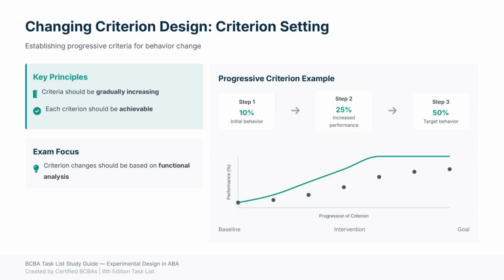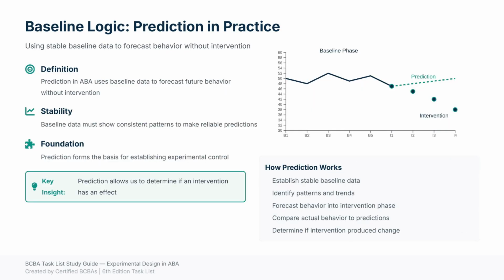When implementing a changing criterion design, several principles must be followed. Criteria should increase gradually and systematically. Each criterion should be achievable so that the participant can demonstrate progress. The changes in criterion must also be based on functional analysis and ongoing performance data. If behavior changes in accordance with each new criterion level, the design demonstrates a functional relationship between the intervention and behavior change.